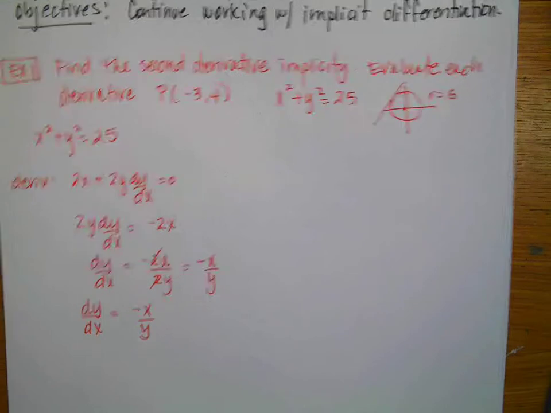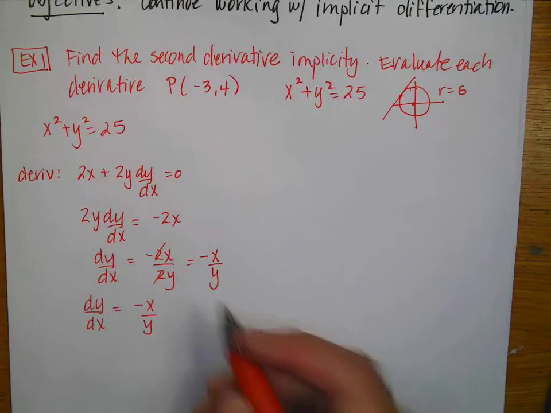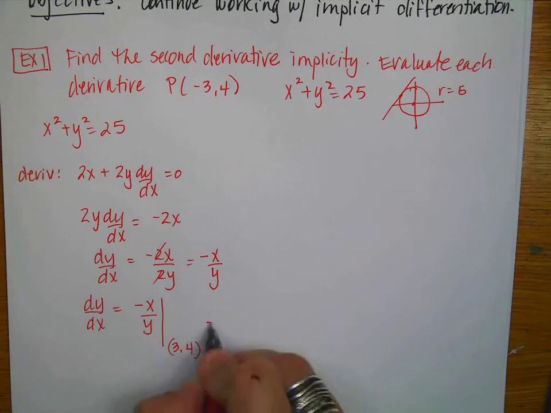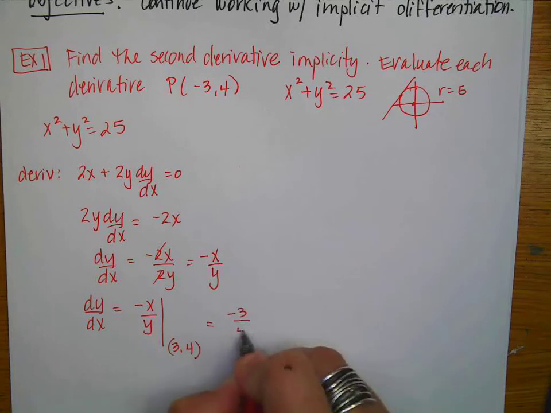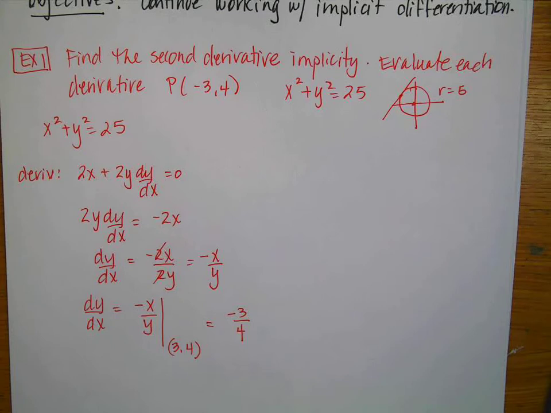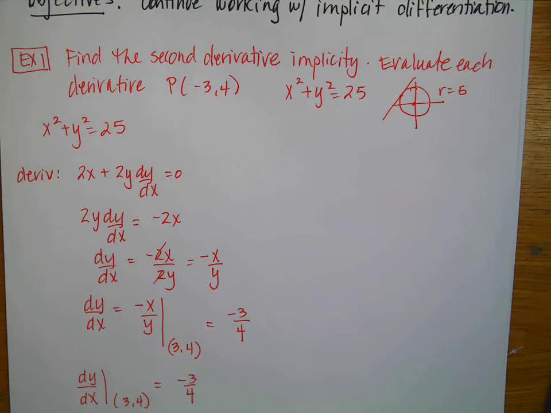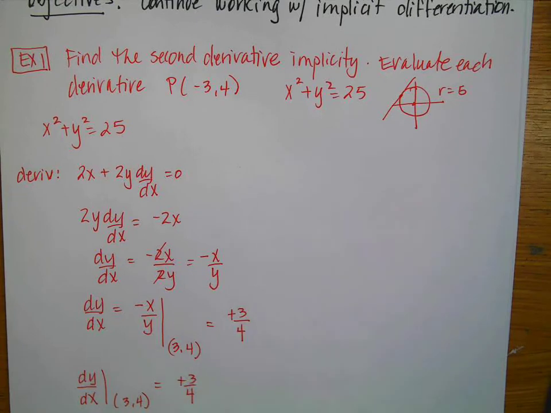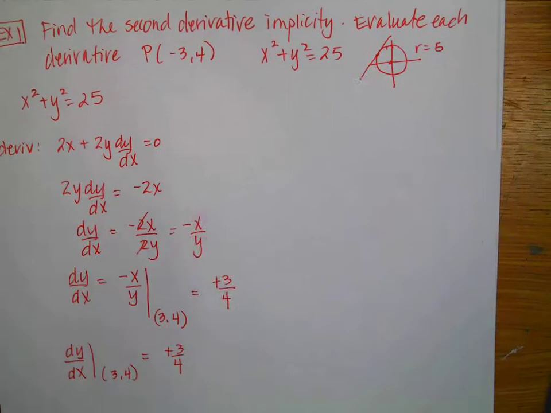Remember it said evaluate each derivative at the point -3, 4. So that's going to be -3 over 4, and if I write that answer politely, dy/dx evaluated at (-3, 4) is -3 over 4. Bad math, shame on me. It's +3 over 4 because it was a negative and a negative.